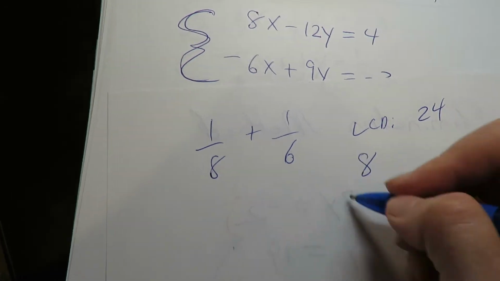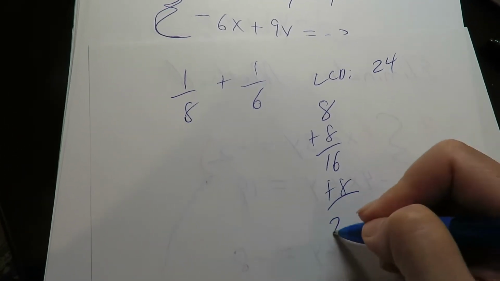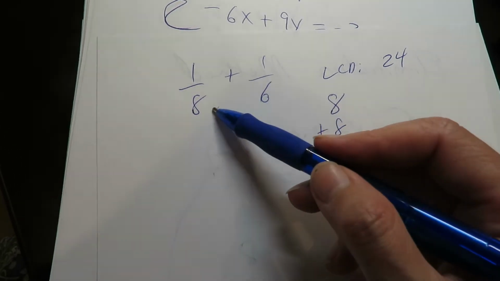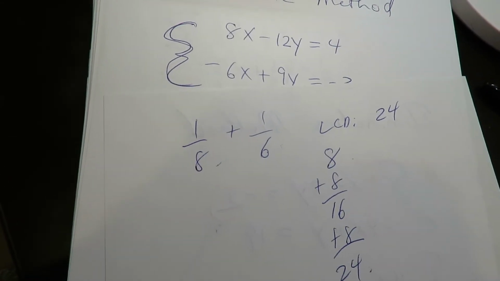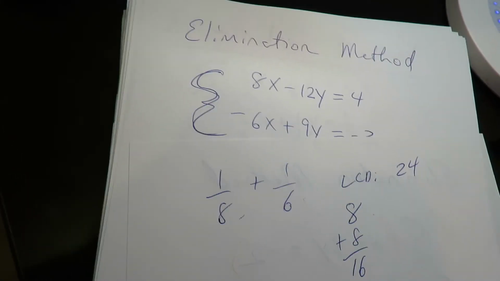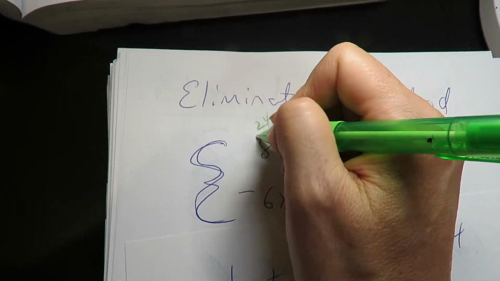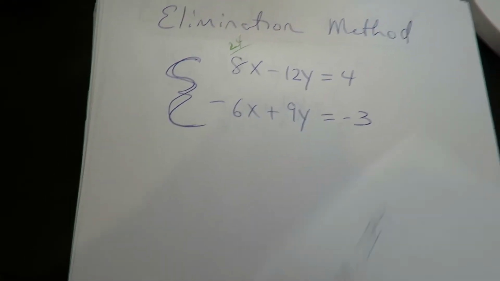take the highest number and keep adding it to itself until both numbers go into it. If you're not sure how to find the LCD, take the highest number, keep adding it to itself until both numbers go into it. So if I was going to get rid of the x's, I'd have to make them both 24. That would be the number that would make the x's eliminate.